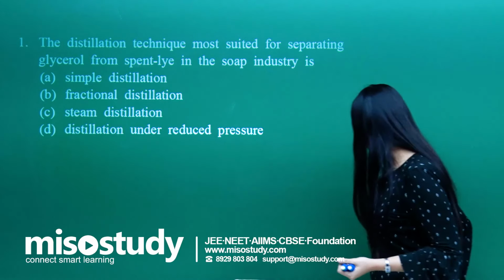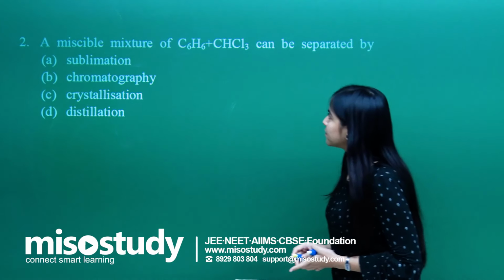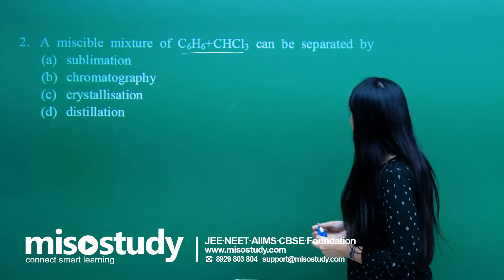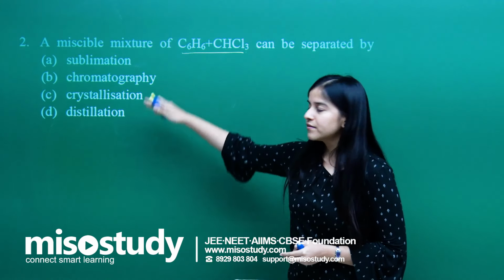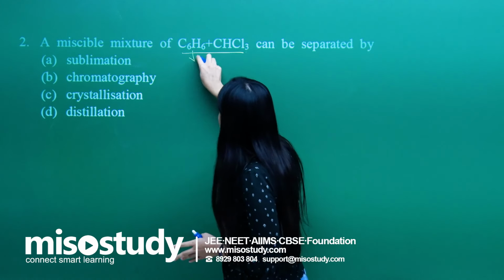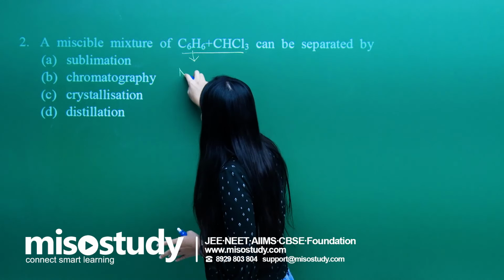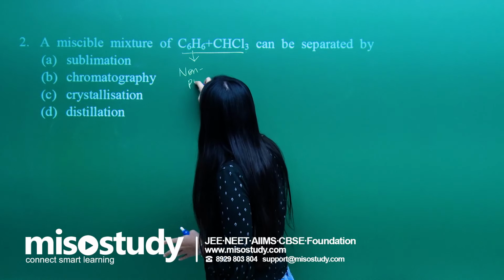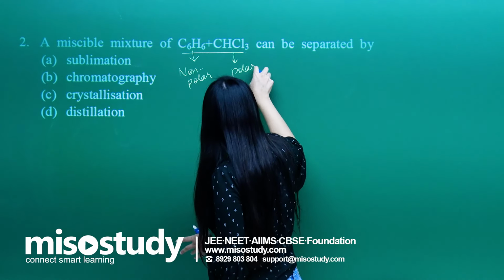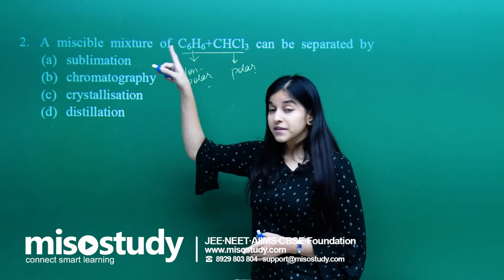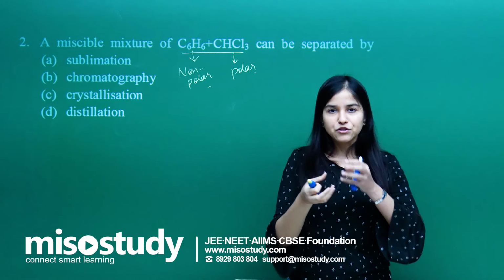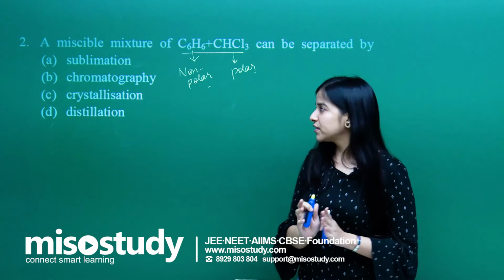Very next question. What does it say? A miscible mixture of benzene and chloroform can be separated by, so I have given a lot of techniques here. Let us first analyze what benzene is. Benzene is a non-polar compound, right? Whereas chloroform will be polar. But what they are saying over here is that they have taken a miscible mixture. That means they have taken both of them in such a quantity that they are miscible with each other.